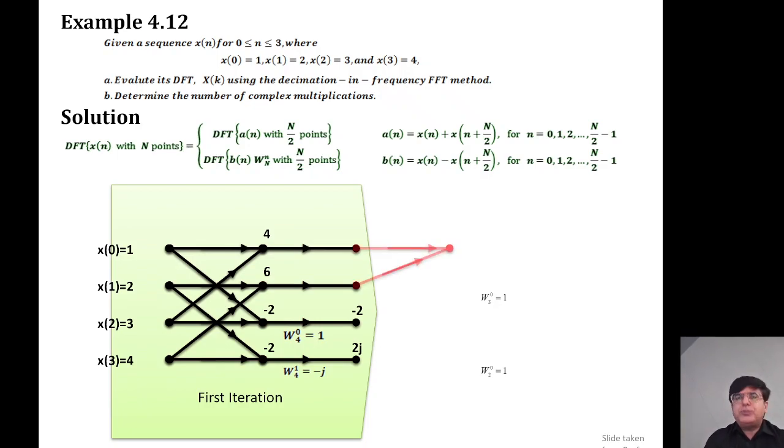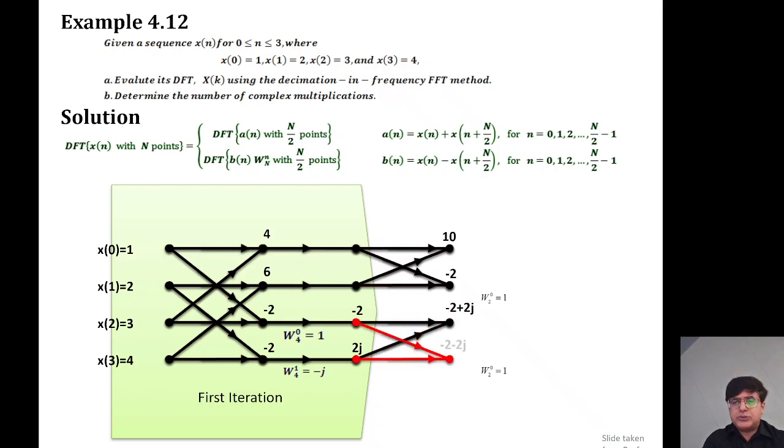And then you have a 2-point DFT. Just add the 2 inputs, you get the first output, which is 10. 4 plus 6 is 10. And then you subtract the second one from the first one, you get minus 2. Then similarly, you do here, add the 2 inputs, minus 2 plus 2j, and you have minus 2 minus 2j over here, right?